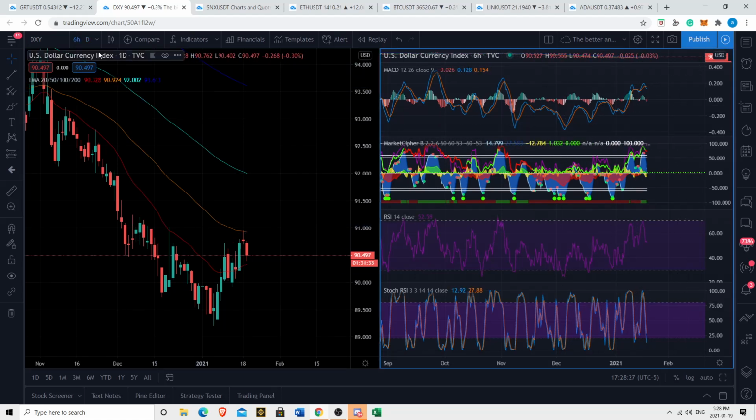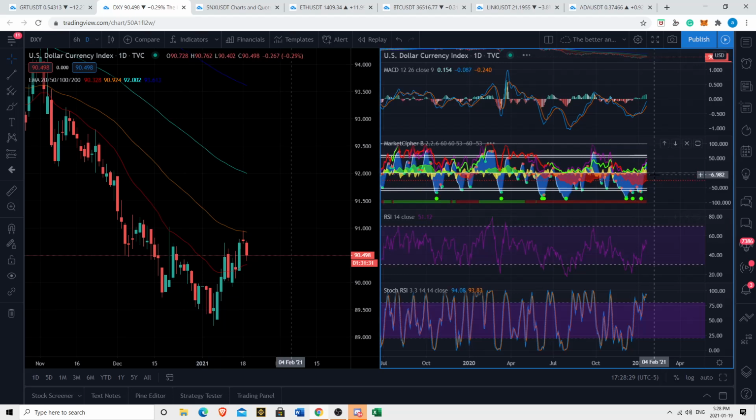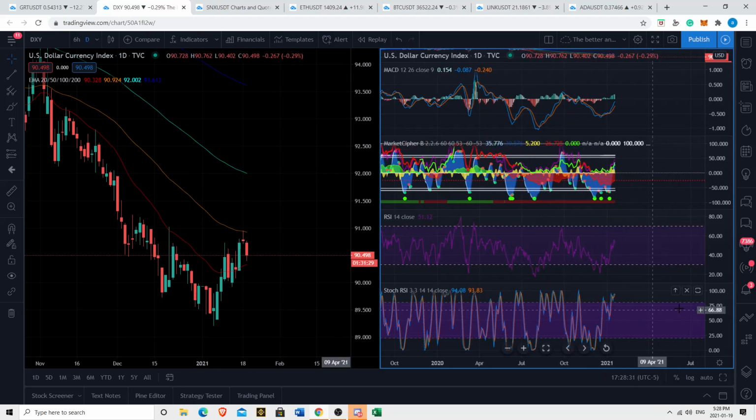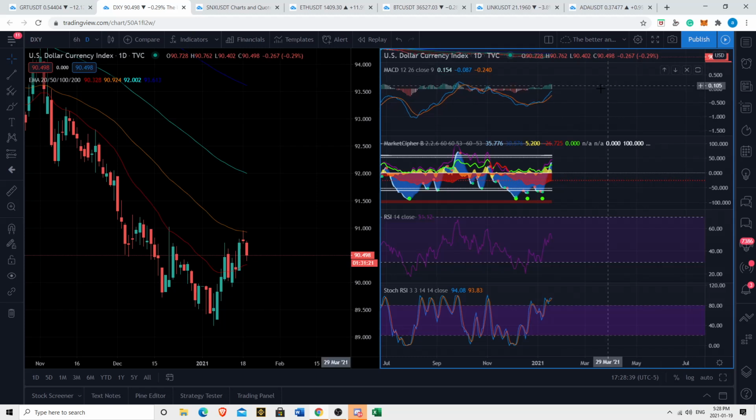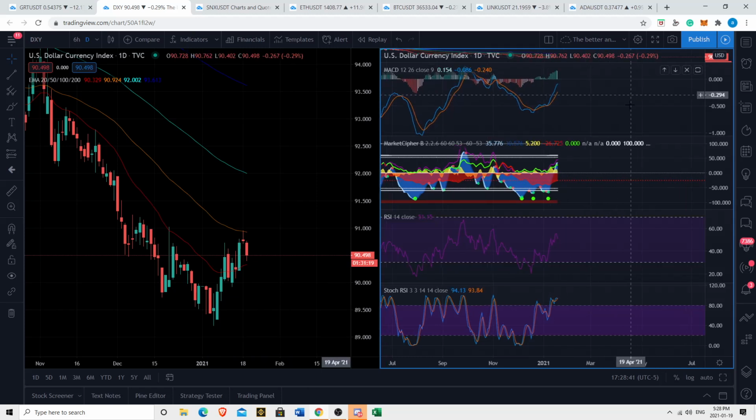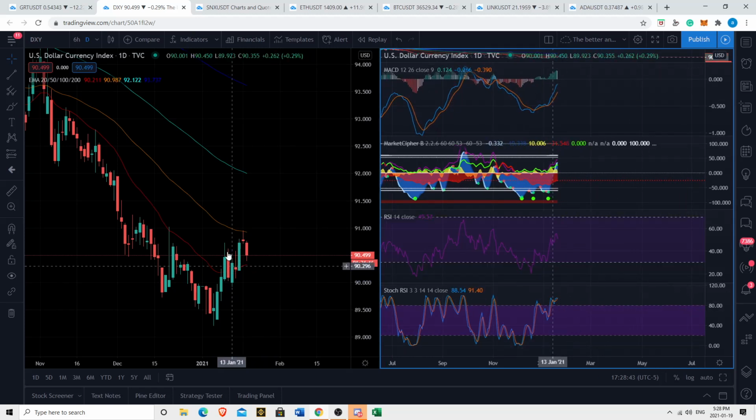Let's take a look at our indicators on the daily with the DXY on the way up. Momentum waves on the way up, RSI on the way up. The only thing, the stochastic is very much in the overbought territory. And even the MACD is starting to tick down. So I think we might have a leg down, given that we're getting rejected too.